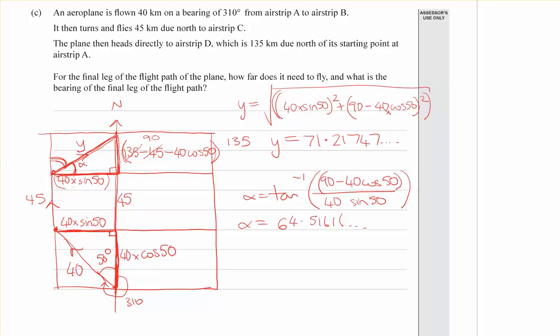And therefore the bearing, which is clockwise from north, so it's that bearing in there, is going to be 90 minus alpha, which would be 25.4, or as a bearing we could call it 025, 71.2 kilometres. Be good to try that question again by yourself.